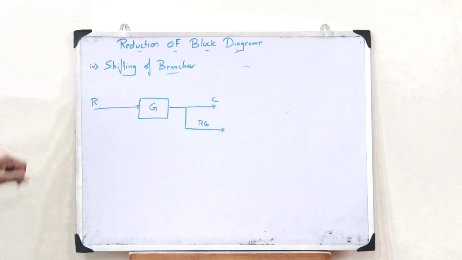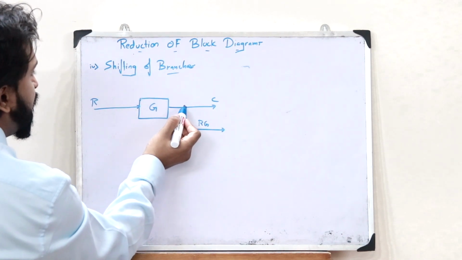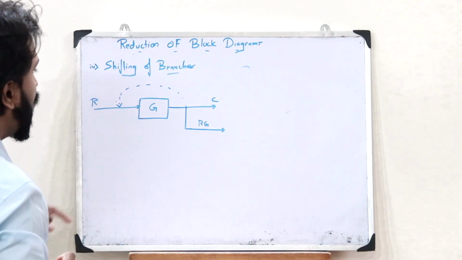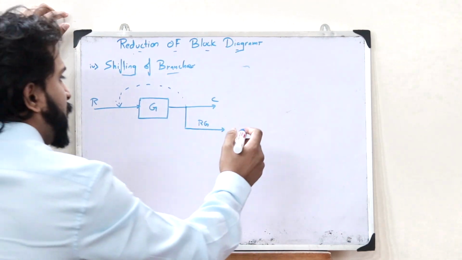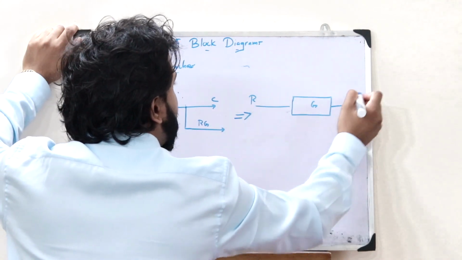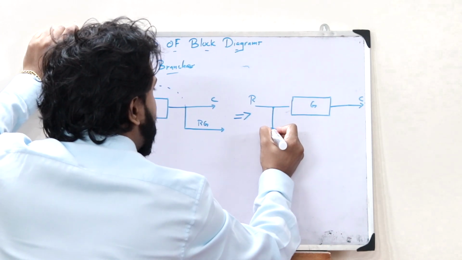So let us now assume that we need to shift this particular branch from here to over here. If we have to shift this branch from here to here, let us just simply shift that branch over there. So this would now become, here we have R, here we have C. So if we are shifting this branch over here, it would be like this.